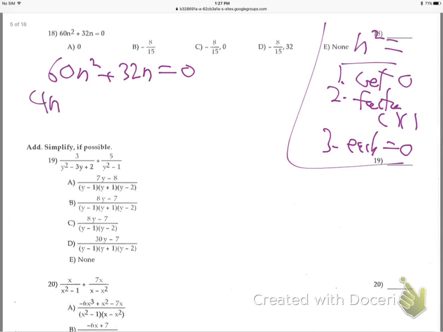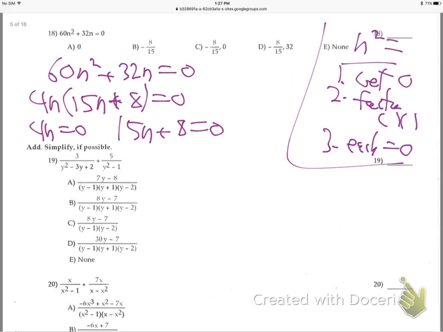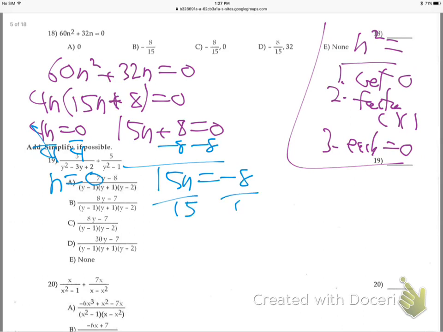You can factor out 4n. Check that in your calculator if you want. It'll be 4n times 15n plus 8. That works. Then you set each one equal to 0 separately. And then to solve this one, divide by 4. What's 0 over 4? 0. Subtract 8 from both sides. 15n is minus 8. Divide by 15. There it is. 0 and minus 8/15. See? Again, it's C. Good.